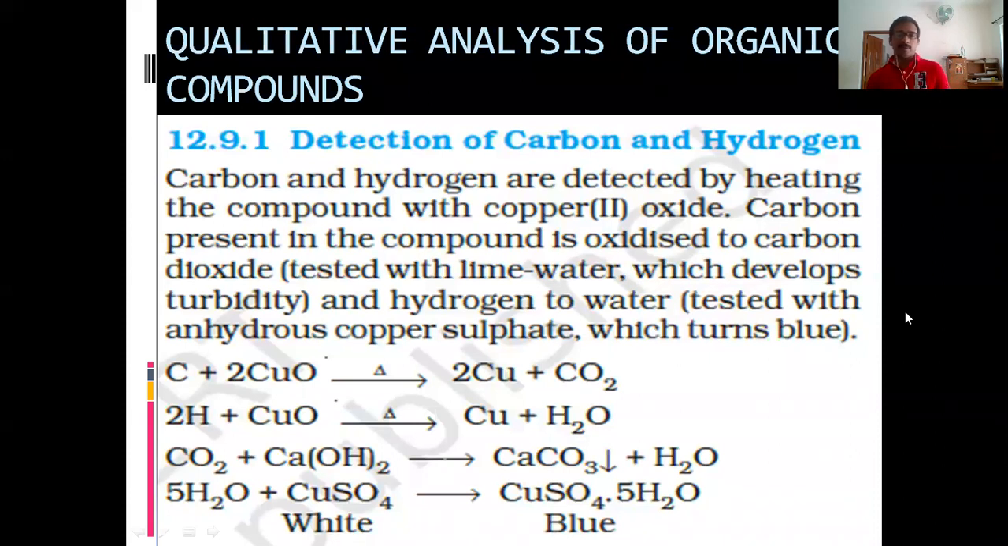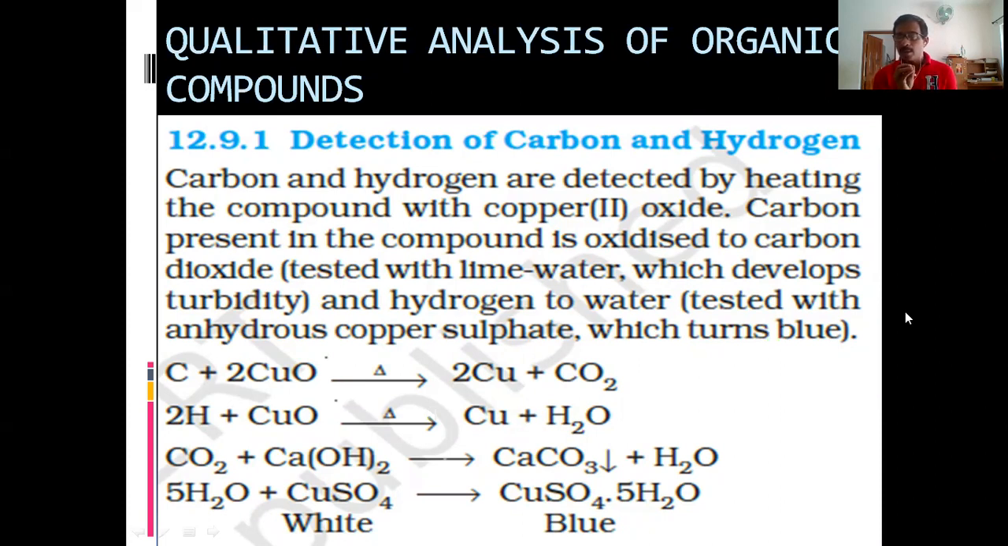Today we can see the methods for the qualitative analysis of different elements present in an organic compound. How can you detect different elements present in an organic compound? That is a topic that we are going to discuss today. First, detection of carbon and hydrogen.